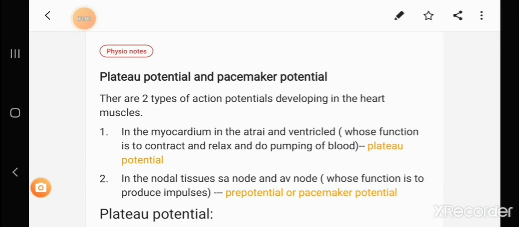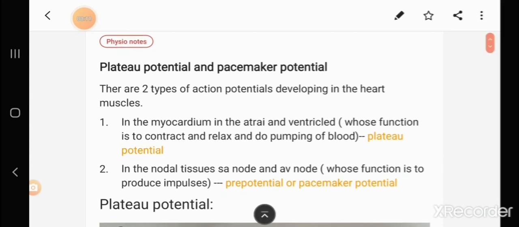Hi everyone. So today we are going to discuss a small topic, yet an important one, which is the plateau potential and the pacemaker potential. So there are two types of cells or tissues in the heart.